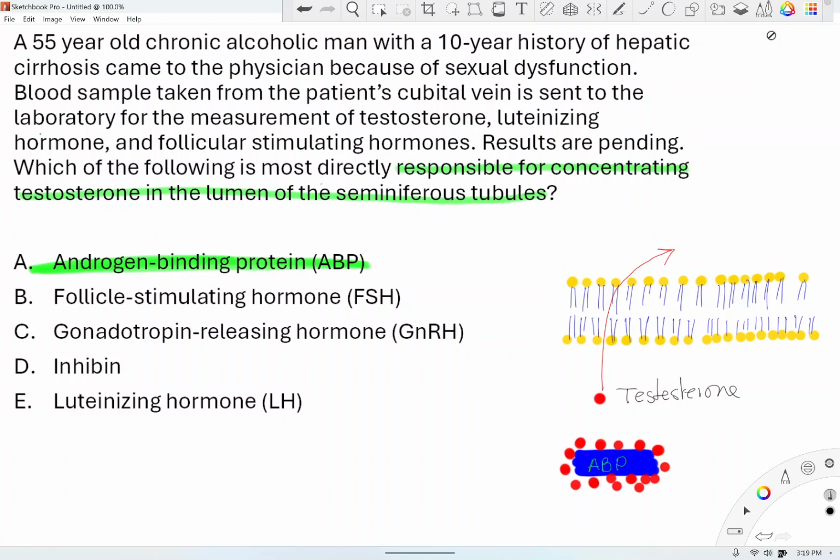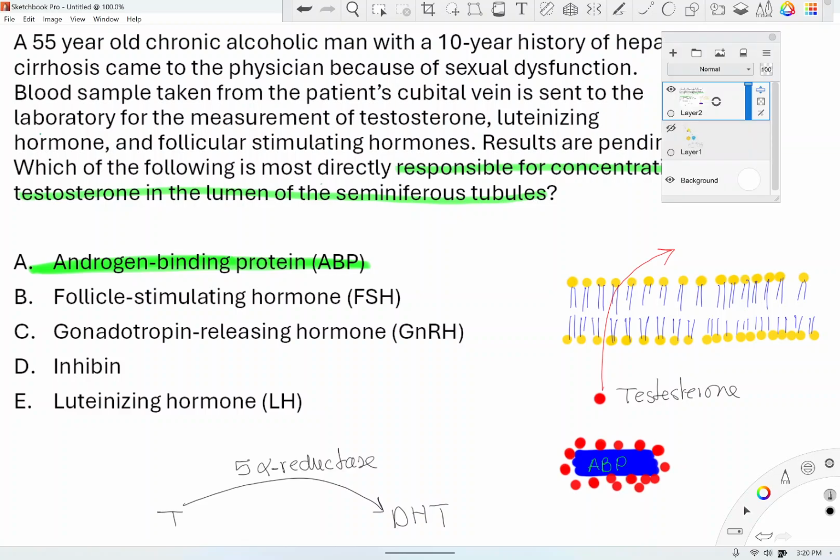Okay. So 5-alpha reductase. 5-alpha reductase is an enzyme. This enzyme converts testosterone to dihydrotestosterone. Some of the testosterone that is produced by the Leydig cells is converted to dihydrotestosterone by Sertoli cells. The reason for that is because the 5-alpha reductase enzyme is only found in Sertoli cells.